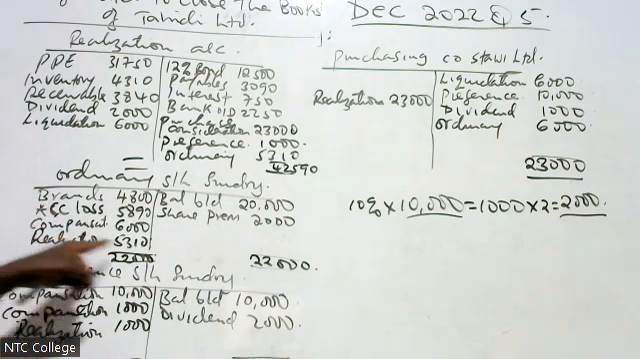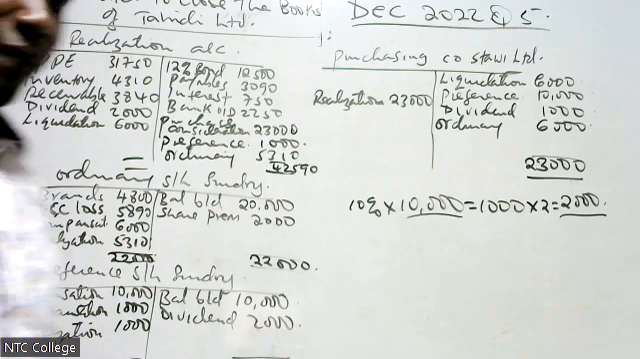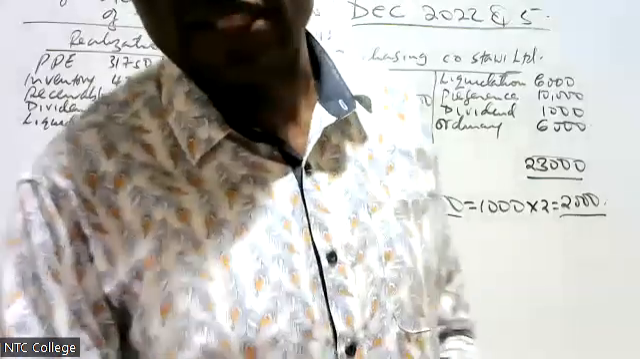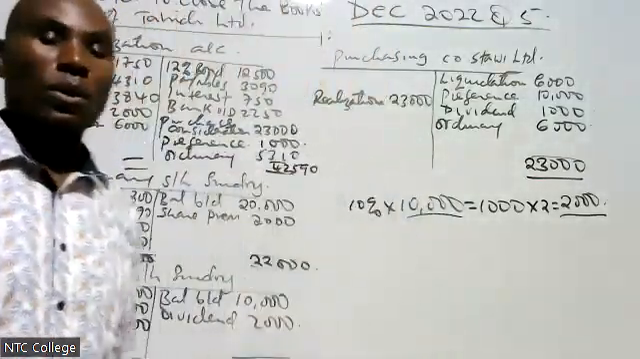This account needs to balance. Ordinary needs to balance. Then we have closed the books.